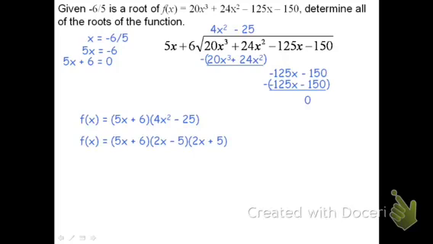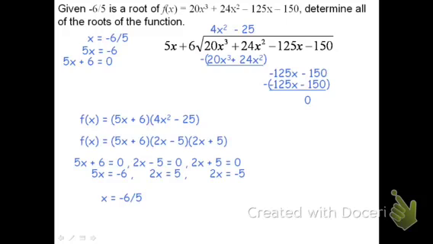I can then use the factored form to find the roots. If 5x plus 6 is one of the factors, then I can say that 5x plus 6 equals 0, and the 2x minus 5 equals 0, and the 2x plus 5 equals 0. Using these, I can now solve to find the roots. If 5x plus 6 equals 0, then 5x equals negative 6, and then divide. I get x equals negative 6/5.